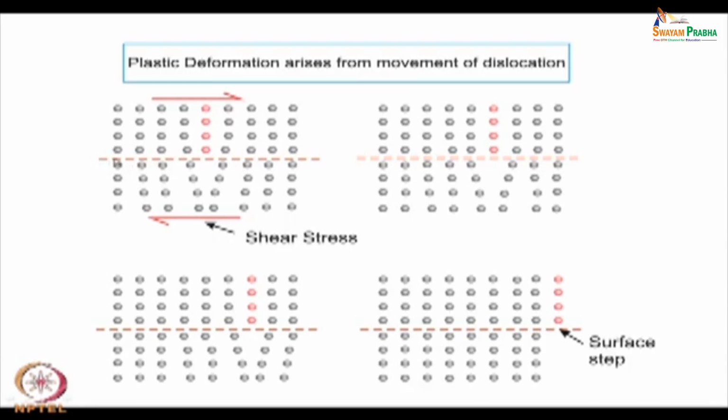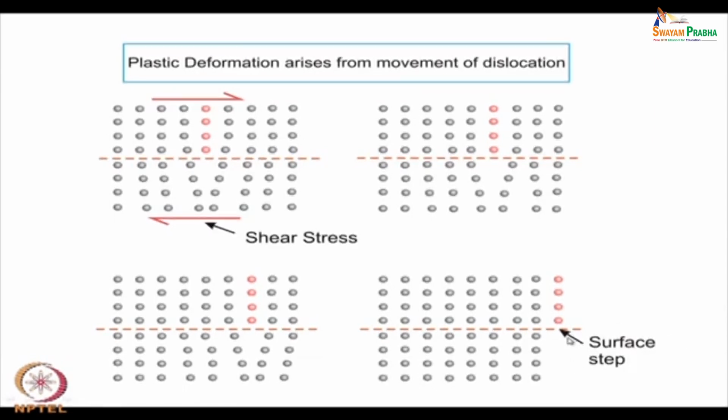It has started on the step on this side, or if the dislocation is already there in the material. The dislocation has not been created, but for some reason it is already there inside the structure, and if you apply stress like this, the dislocation will move away from the interior of the material to the surface, and as soon as it comes to the surface, it forms a step.